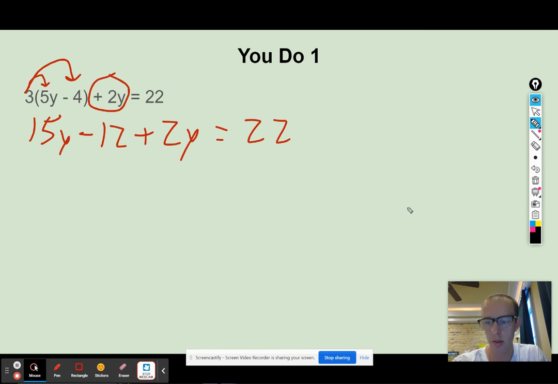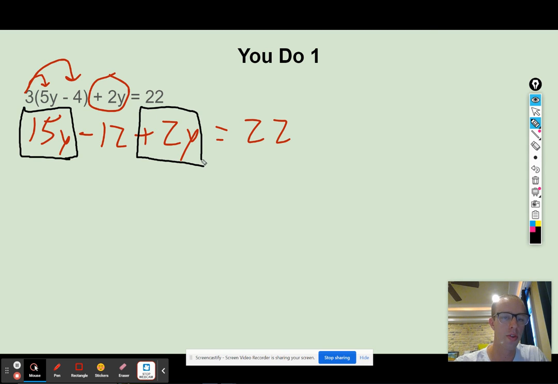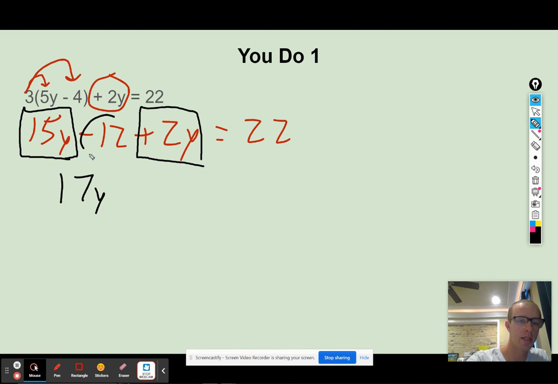Now, it's not a two-step equation yet. This side is not simplified as much as it can be, so I am going to simplify. I have a 15y and a positive 2y. Those simplify. 15 plus 2 is 17y. This is a minus 12. It just comes straight down. Equals 22.